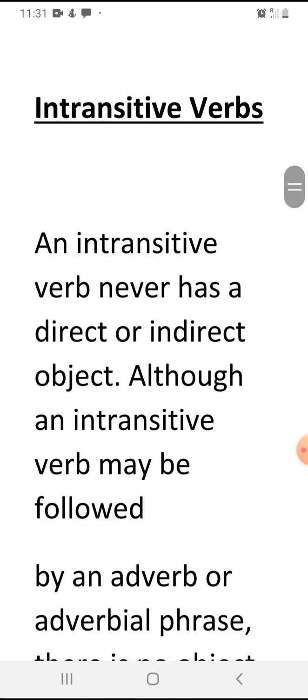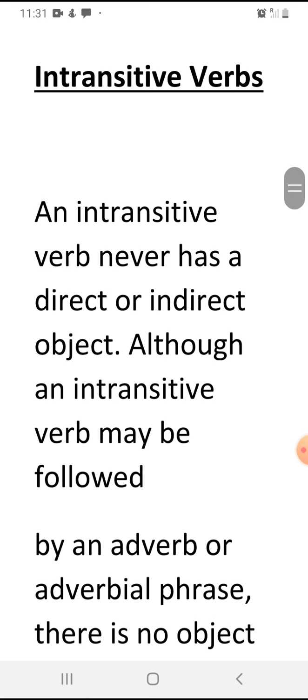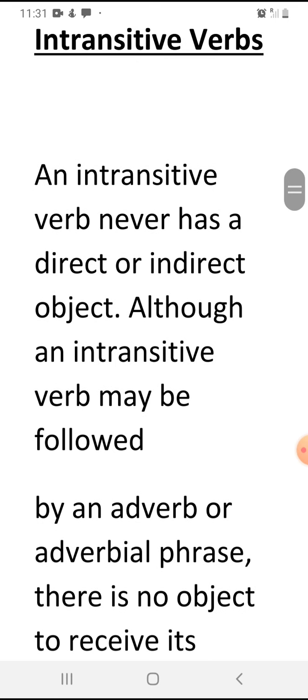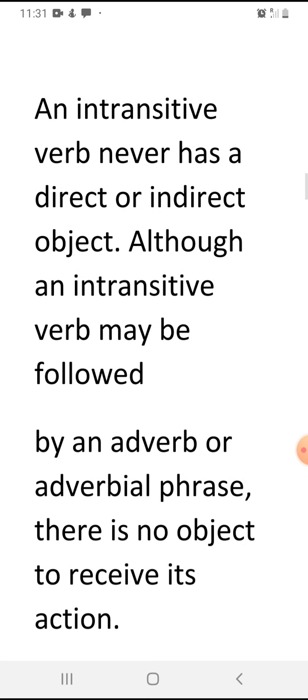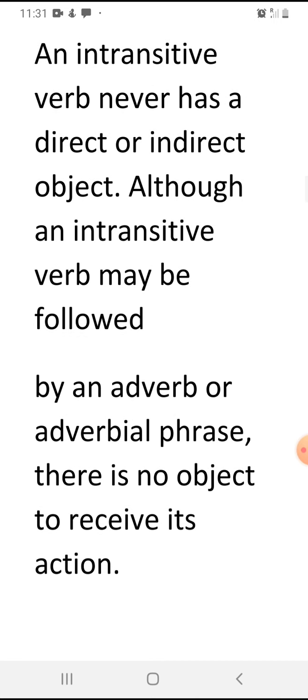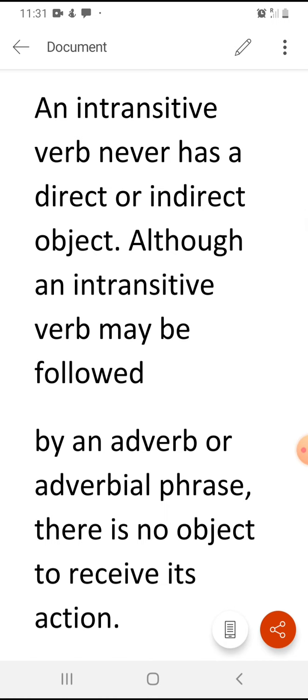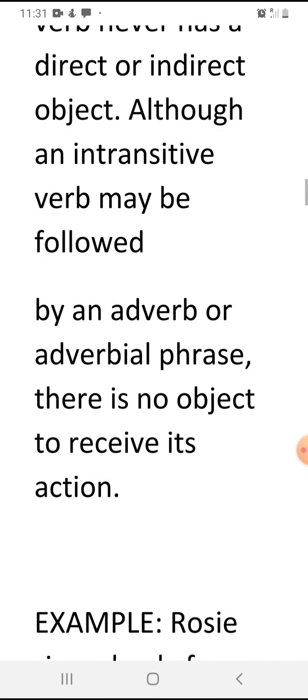Let us know about intransitive verbs. An intransitive verb never has a direct or indirect object. Although an intransitive verb may be followed by an adverb or adverbial phrase, there is no object to receive its action. In a simple way, we can say intransitive verbs are not having any object. There are some complements to complete the meaning of the verb.